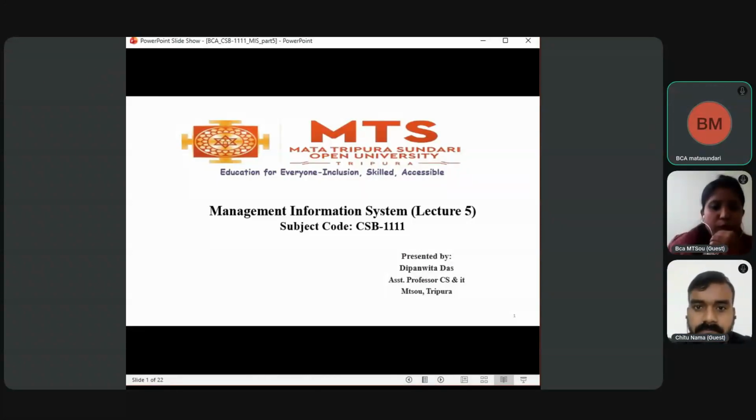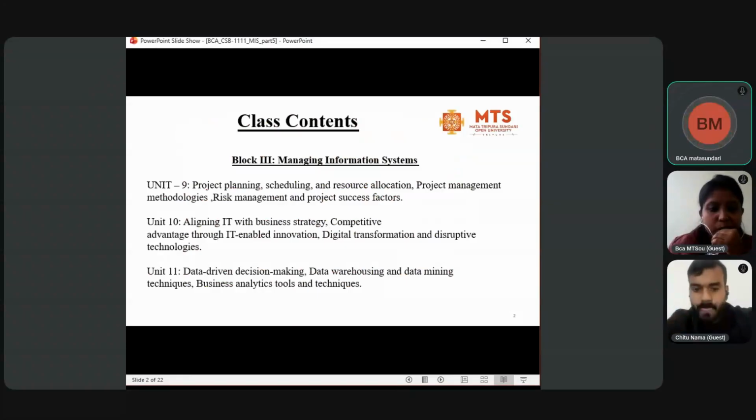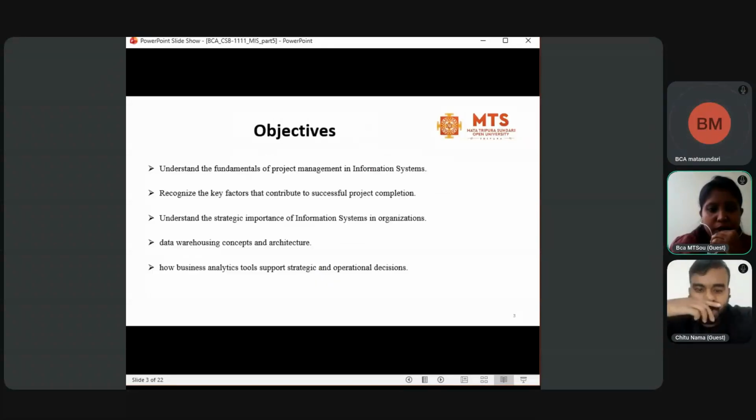Okay, so we start from unit 9. Today we also covered unit 9, unit 10, and unit 11. In unit 9, what do you have? Project planning, scheduling, and resource allocation, and many more. So go through the objectives of today's class. So what are the objectives?